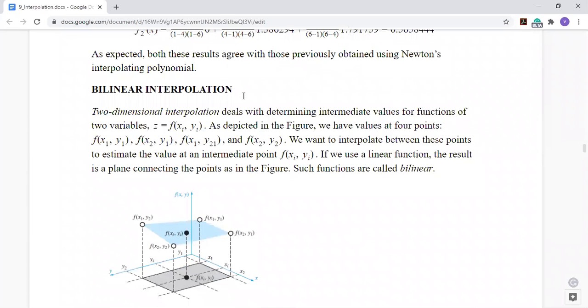So we are going to go into bilinear interpolation. So I would end the meeting.